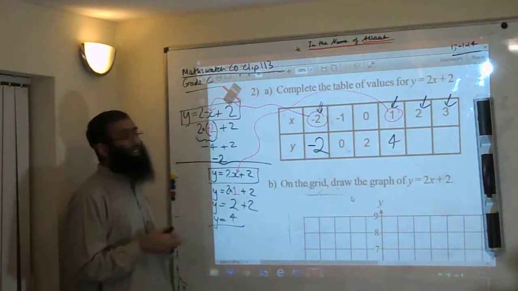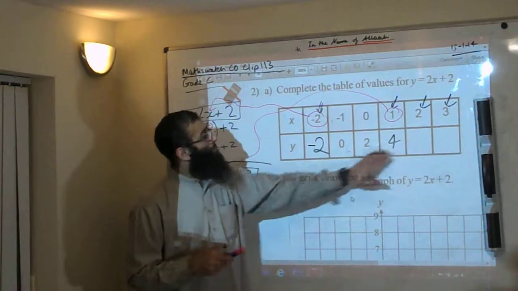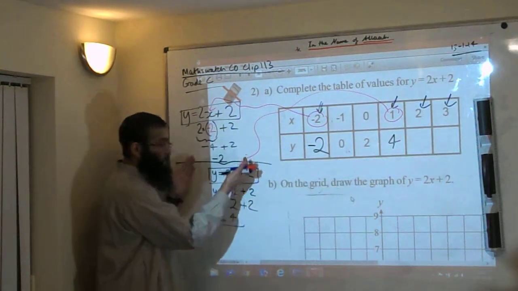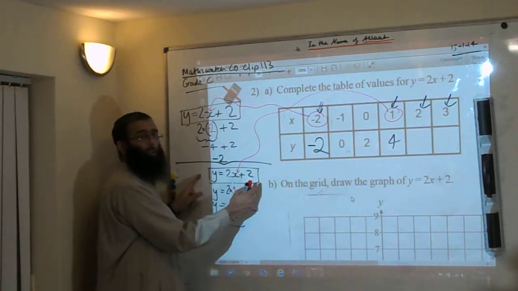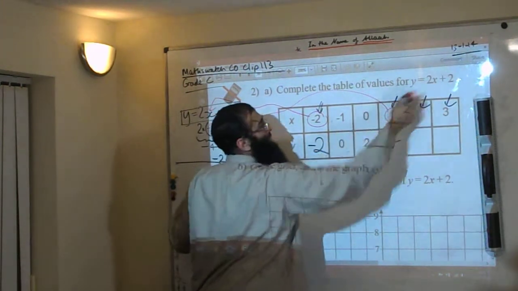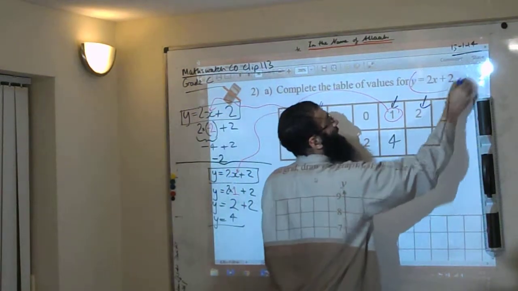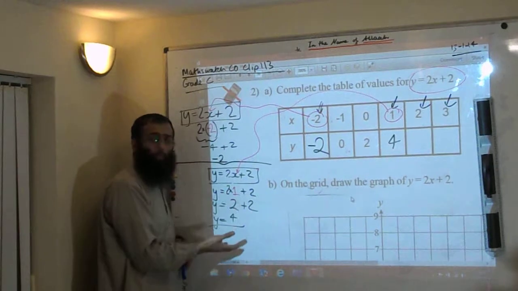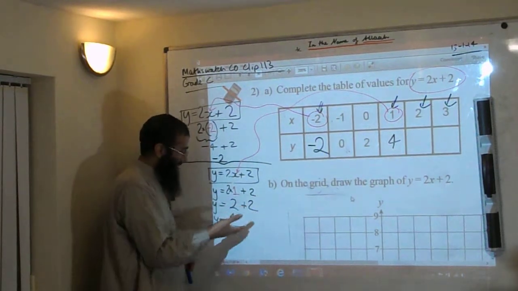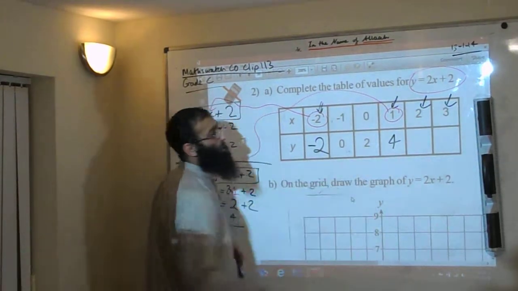But the most important thing here, Layla, is not just putting numbers into our table, is actually knowing how to get those numbers, the technique, very important. Start with the formula each time. Put each value in there and follow it through. Substitute it, calculate it, give me an answer, put the answer into here.